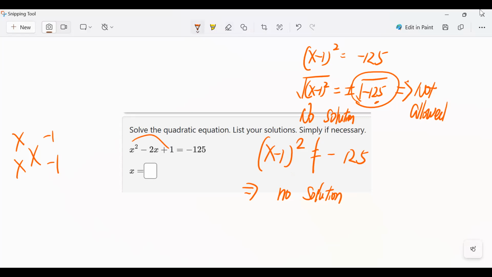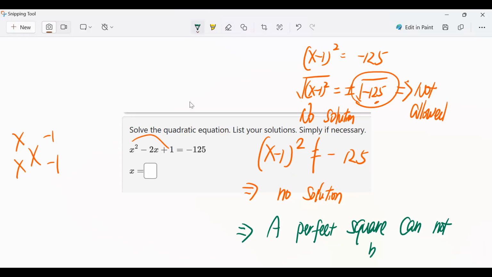Let's quickly make a note. A perfect square cannot be negative. It's either going to be 0 or positive, right? It's non-negative. Any question about this?